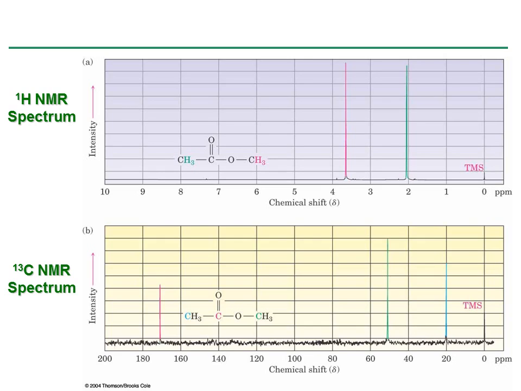Another difference: the upper figure gives two signals because there are two types of proton, while the lower figure gives three signals because three types of carbon are present in the compound.